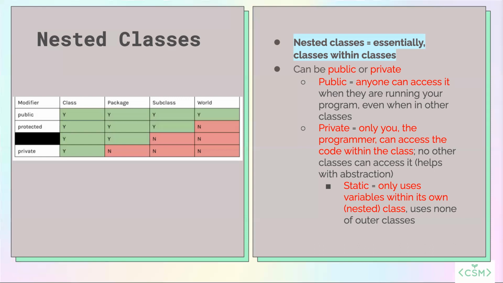And this just helps a lot with abstraction, because if you're trying to do something within a class, it's like a building block for that, but you might not necessarily need that outside of the class that you're currently in. And lastly, static means that you only use variables within your own nested class, so it doesn't use anything from outer classes. We'll talk a little bit more about this later, but there's a little table there that you might want to note. It was pretty helpful for me when I was taking the exam.